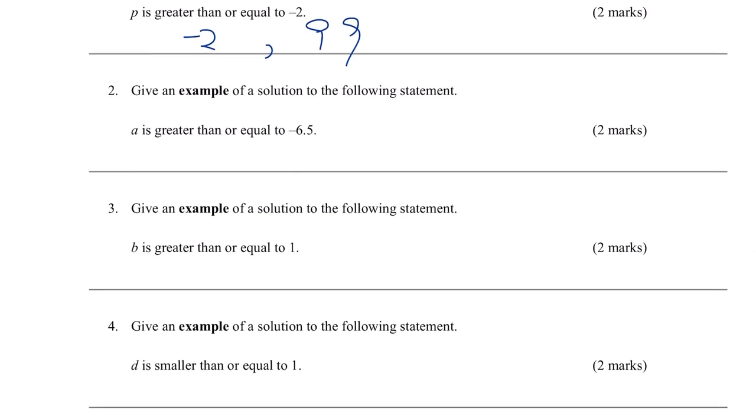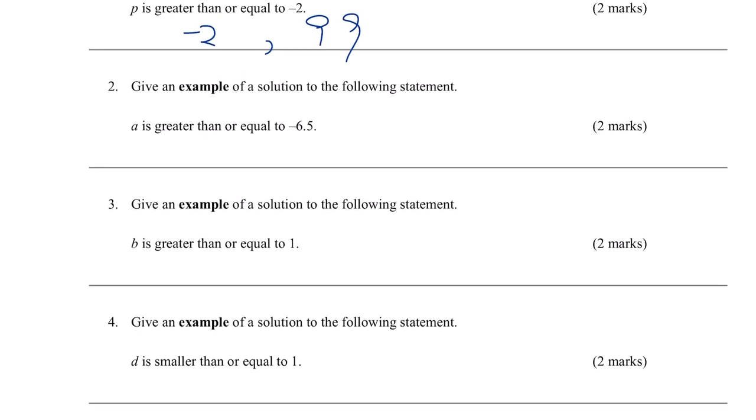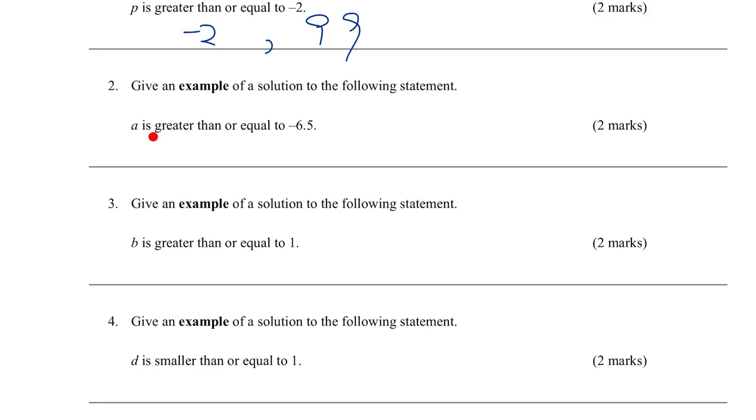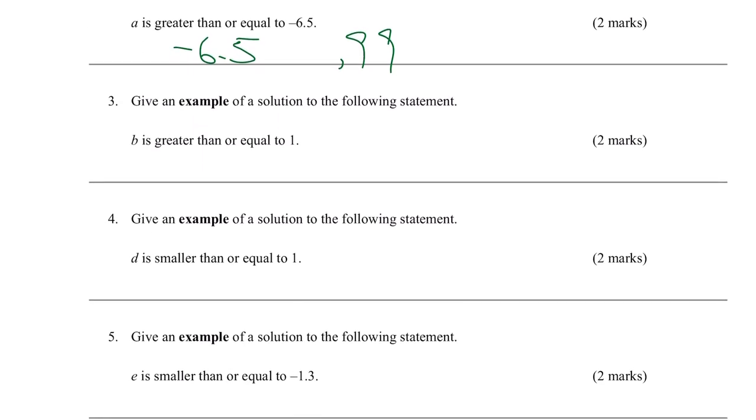All right. Next, question 2. Give an example again. A is greater than or equal to -6.5. Can A be -6.5? Yes. So you can write that directly. Can A be 99? Yes. Because it's greater than -6.5. So any number. I like 99, that's why.